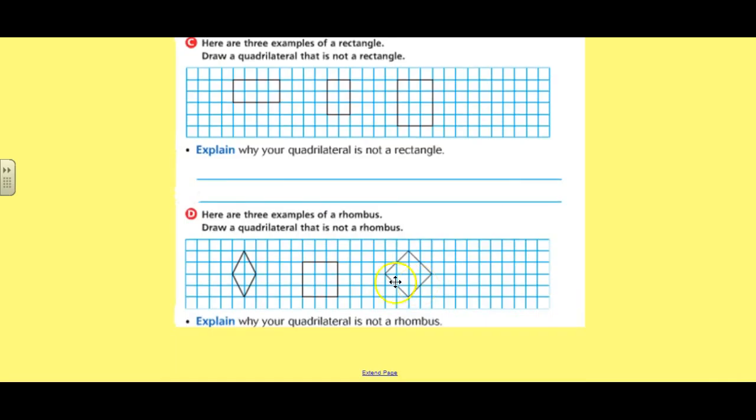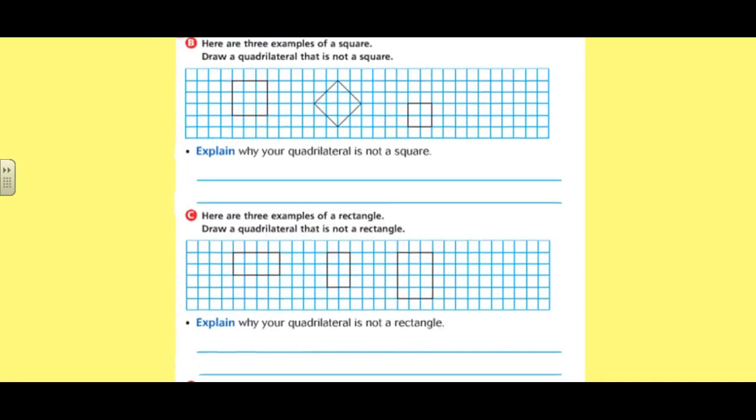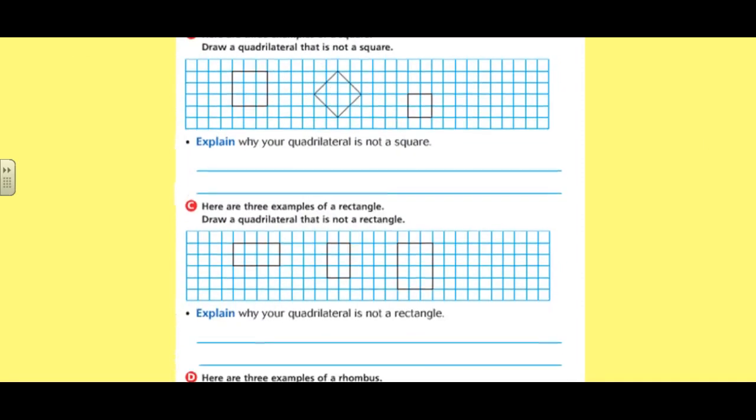And the reason that you're going to see a square here is because if you remember, a square can be a rhombus and a square can be a rectangle. So you're going to draw ones that are not a rhombus, you're going to draw something that's not a rectangle, and you're going to draw something that's not a square. This one I'm going to let you do on your own, and this is what you're going to bring to me kind of as your exit ticket.